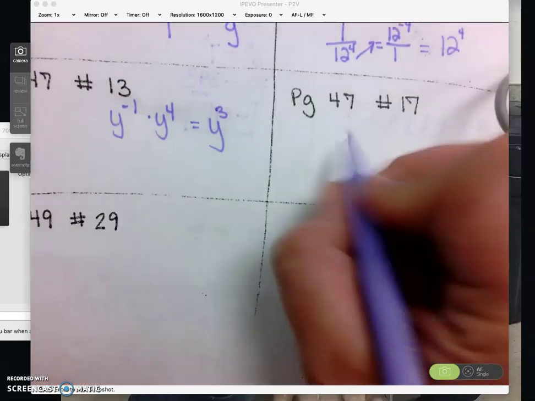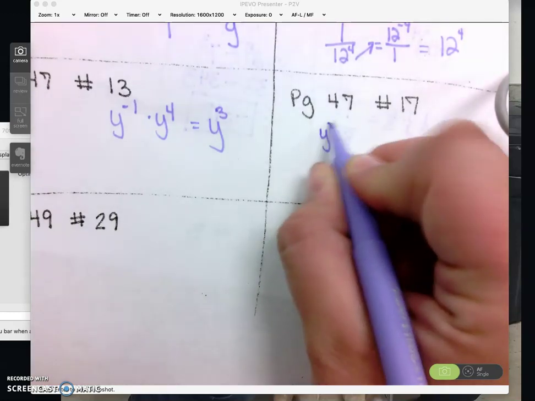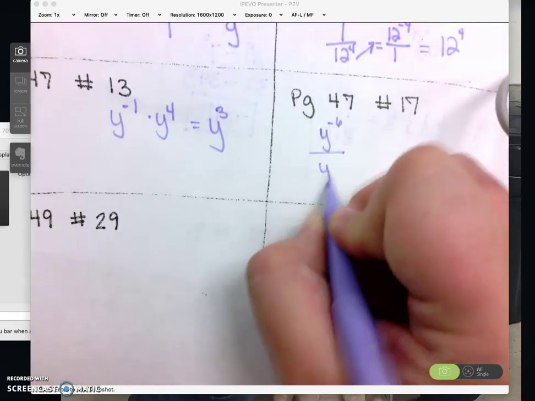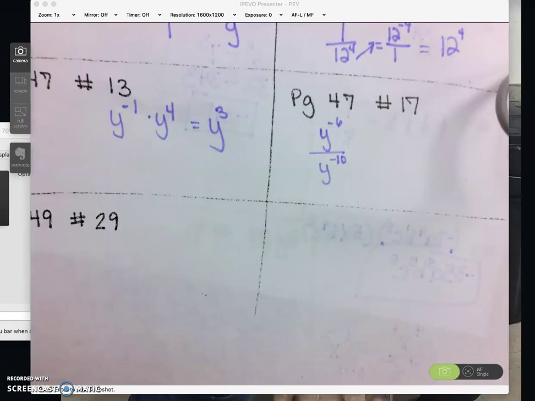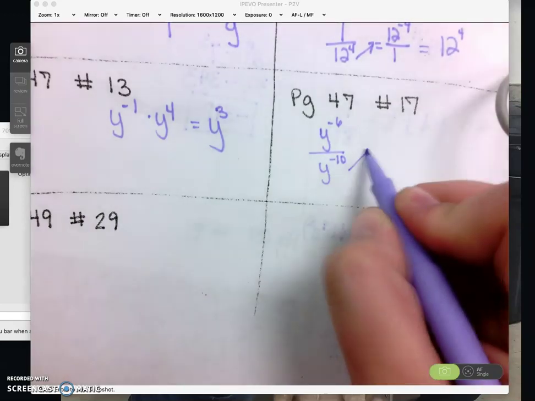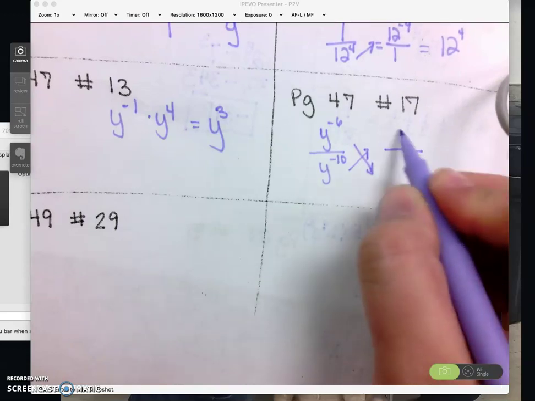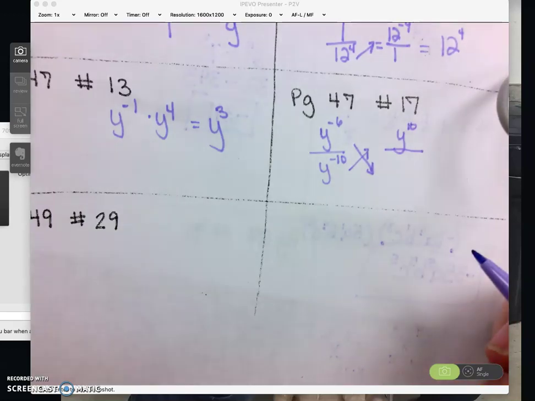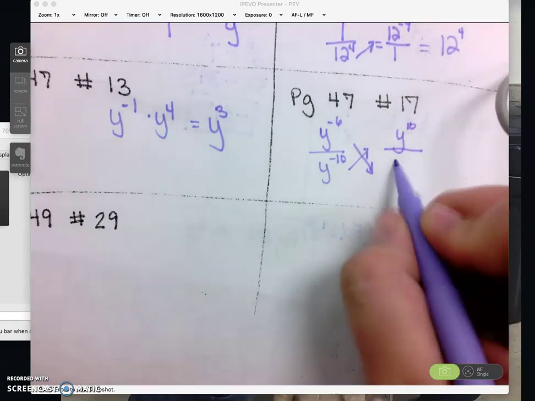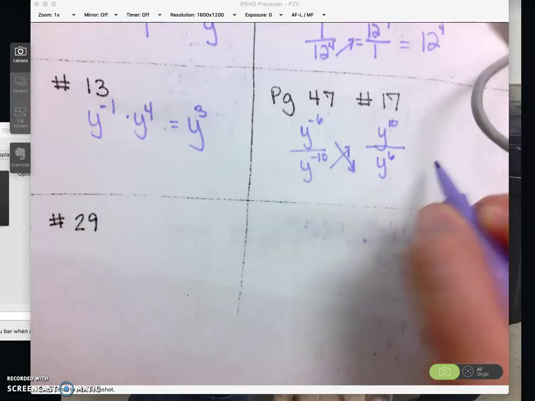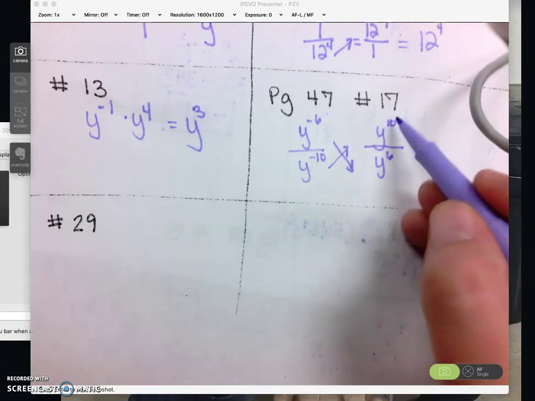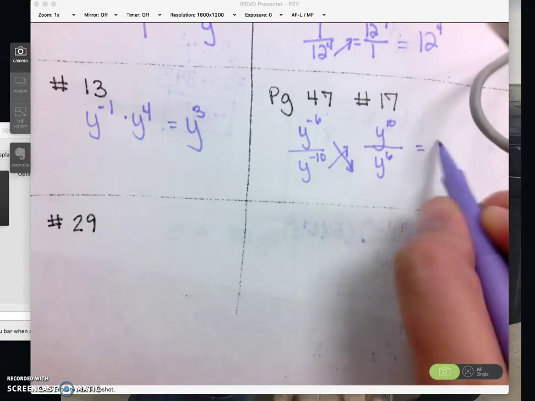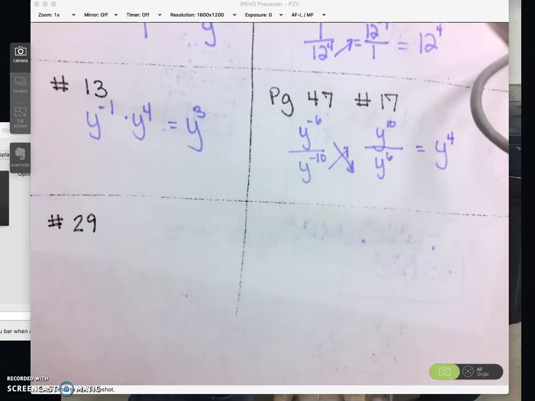Number 17, this is where maybe a little bit of work. Some people can maybe do this math in their head. Remember, they're both negatives. So what do I want to do? Make them both positive. And what did you say, Clay? And then 10 minus 6 is y to the fourth.